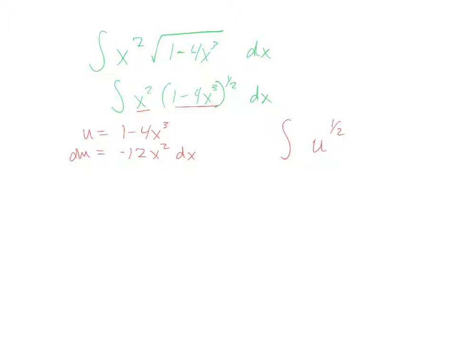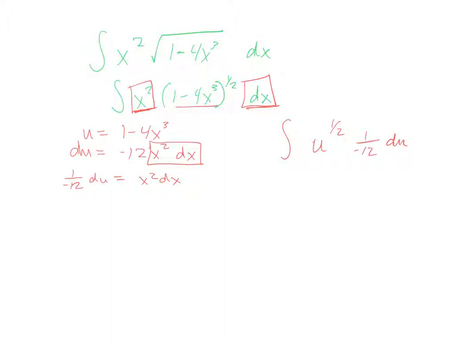That leaves me with x squared and dx. So that's what I need, this du statement, on the right-hand side: x squared dx, which I do have. So in order to get that x squared dx, I have to divide both sides by negative 12. So now I can replace my x squared dx in my original antiderivative statement with 1 over negative 12 du.